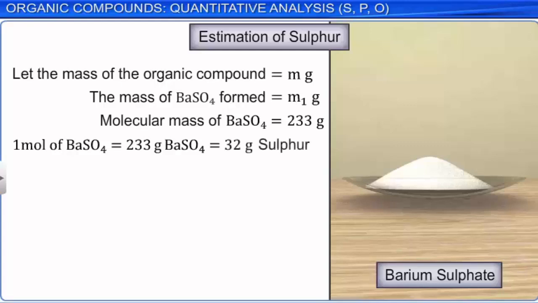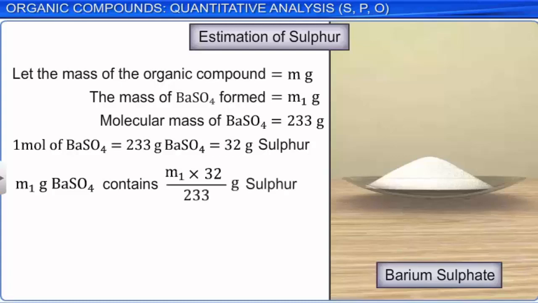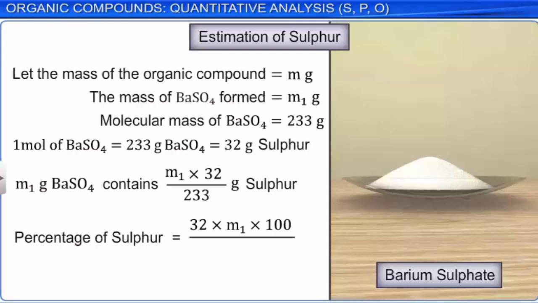Therefore, the mass of sulfur in m1 gram of barium sulfate is m1 multiplied by 32 divided by 233. Therefore, the percentage of sulfur in the compound is 32 multiplied by m1 multiplied by 100 divided by 233 multiplied by m.